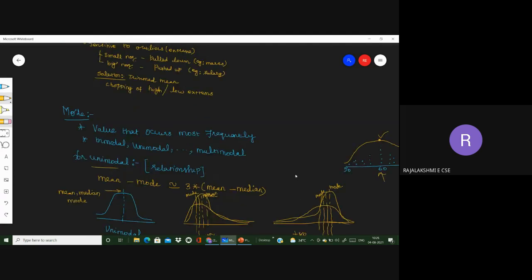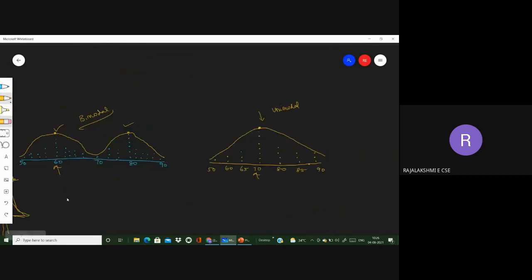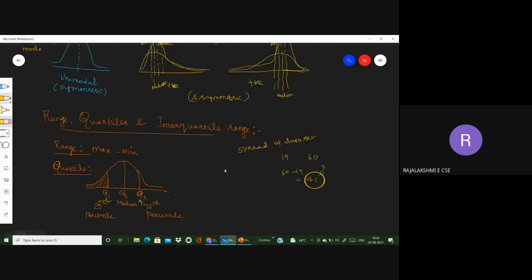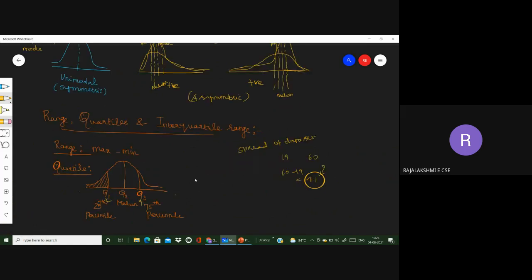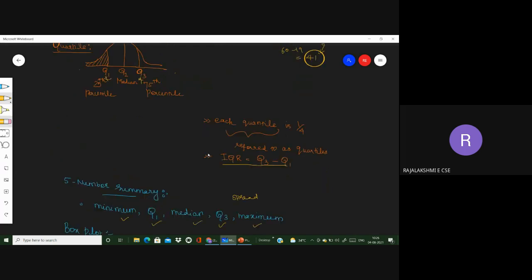But the problem with the mean is that it is very sensitive to outliers. The solution for that is trimming the higher and lower extremes. And for mode, we saw there are varieties of modes: unimodal, bimodal, and so on. Range is nothing but the difference between the lowest and the highest. If you divide the total spread of the data into four parts, you get quartiles. The central part is the median.